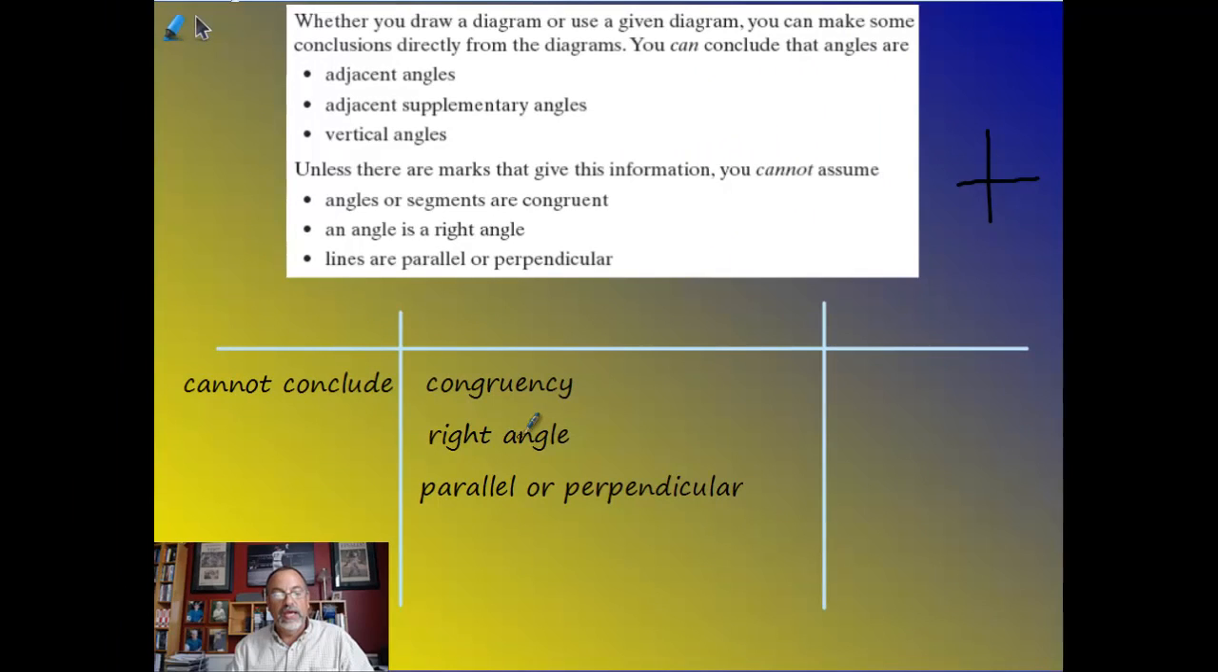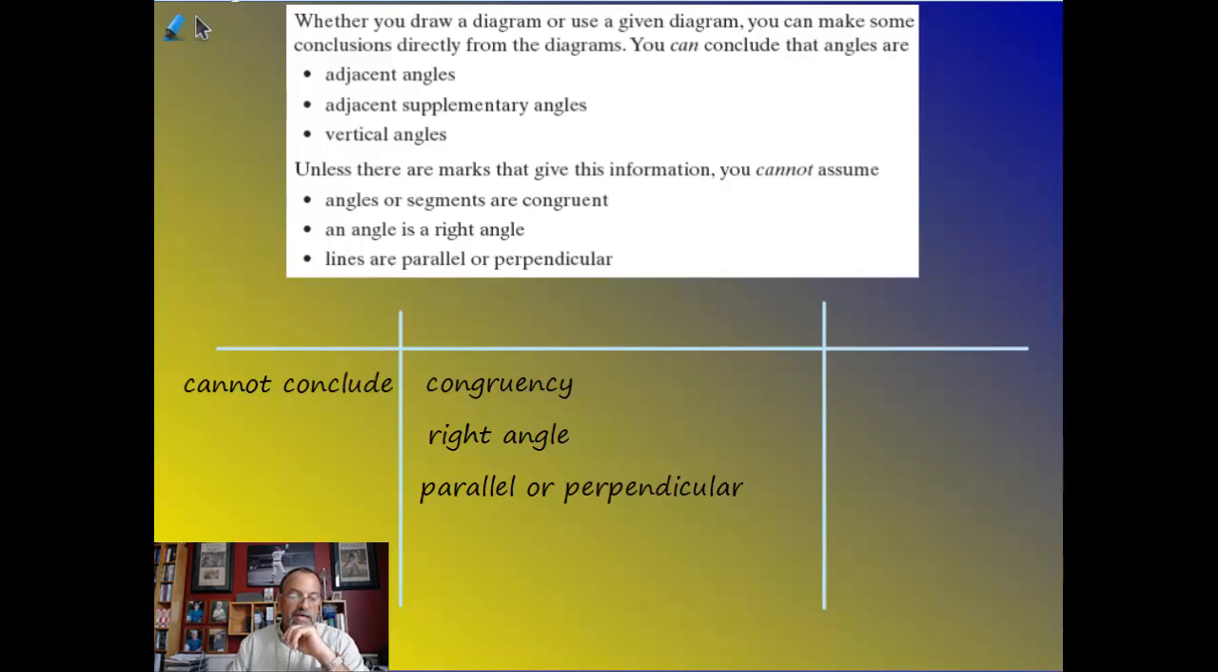And the last thing we can't determine is whether lines are parallel or perpendicular. Parallel we've talked about before. Two lines don't intersect. I cannot make the assumption that these lines don't intersect, even though they look to be parallel. There must be something within the diagram or something within the problem that states that those are parallel. And then perpendicular we haven't talked about much yet, but we will. It's the same thing. You can't make that assumption.